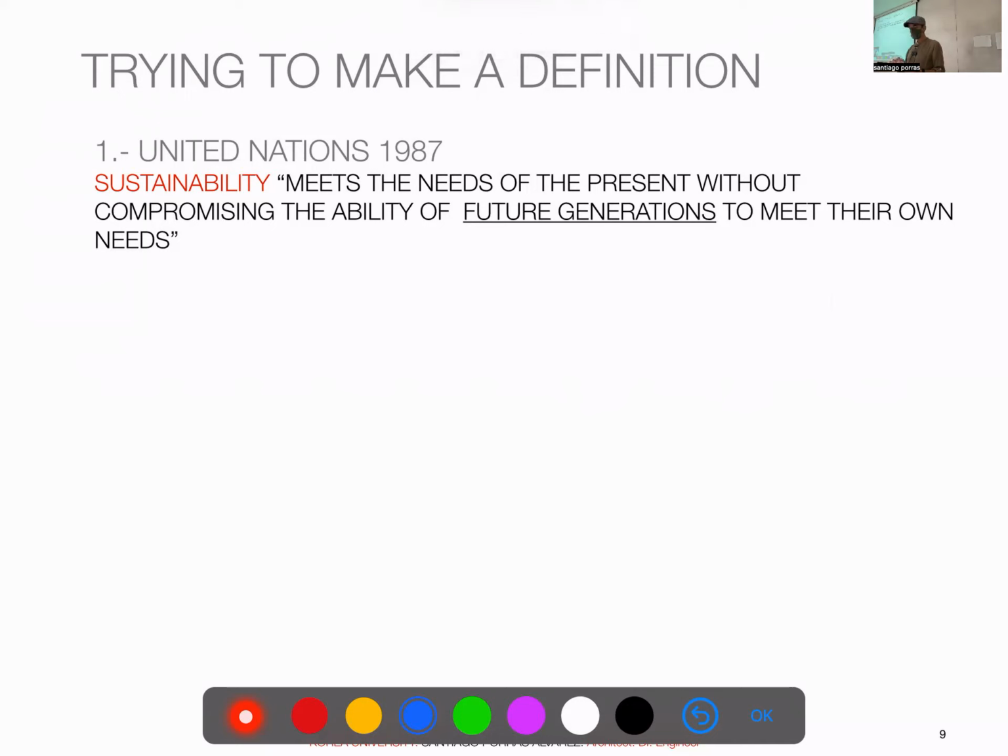But I want to call attention to the keyword, which is need. Yeah. And this is something which will appear often in the lectures and the comments. And I think it's a keyword not only for sustainability, but for architecture in general.